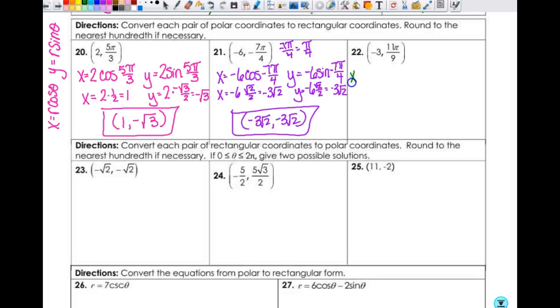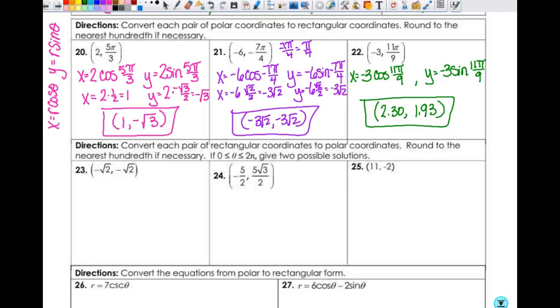Alrighty, then x equals negative 3 times the cosine of 11 pi ninths, and y equals negative 3 sine of 11 pi ninths. And once again, you got to decide what mode your calculator needs to be in. These are in radians, so your calculator needs to be in radians. And you would use a calculator here because these are not special angles that you would know. So you get 2.30 and 1.93.